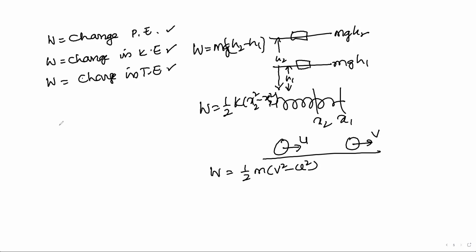Similarly, if I take one more problem. This is a table. Some chain of length L, mass M, hanging. 1/nth part of the chain is hanging. I want to put this chain onto the table. What will be the work done? This total should be put onto the table. What will be the work done?